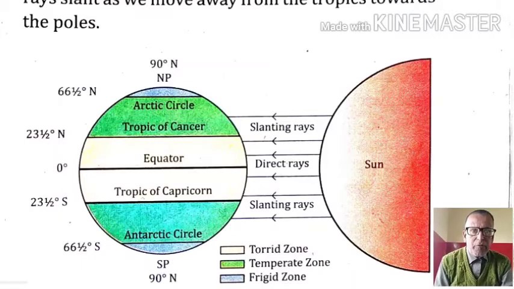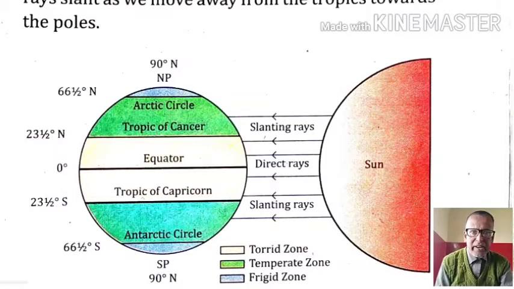So starting from equator, from 0 degree latitude to 23 and a half in both the hemispheres. When I talk of both the hemispheres, it means in northern hemisphere as well as in southern hemisphere. So from 0 degree to 23 and a half degree north as well as south, it is called torrid zone.